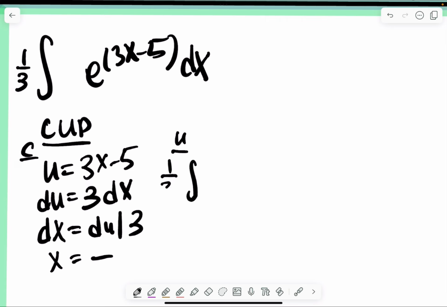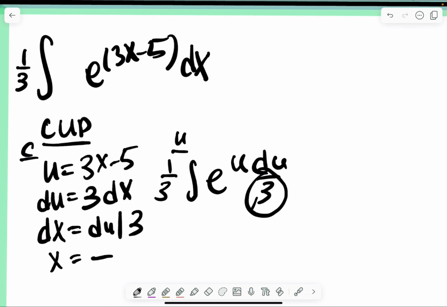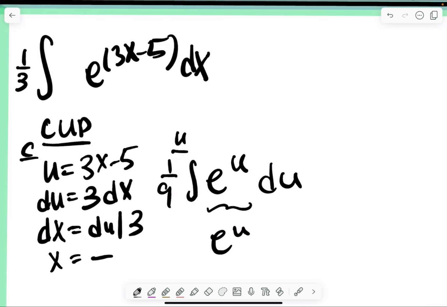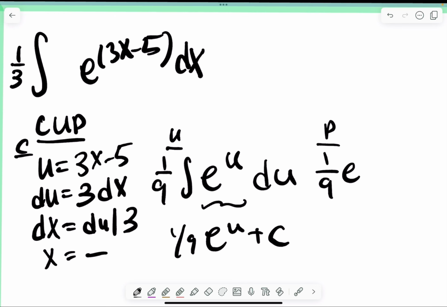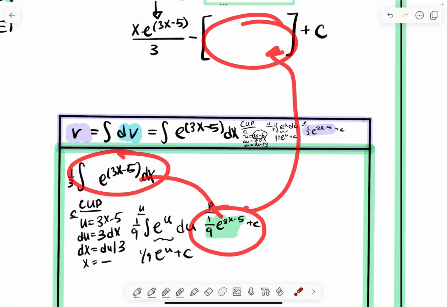Let's put everything in terms of u, so we have 1/3 e to the u. Dx in terms of u is du divided by 3. That 1/3 can go out to the front, so that becomes 1/9. Antiderivative of this is e to the u, so we have 1/9 e to the u plus c. The last step is to plug your u back in, so we have e to the u, but u is 3x minus 5. So this is the answer to this, and so this is what we put in here.